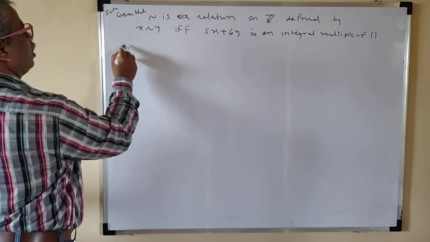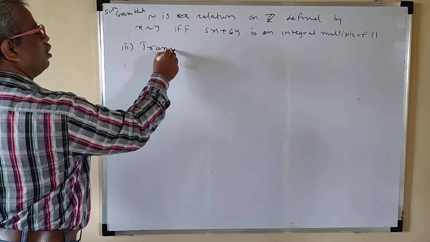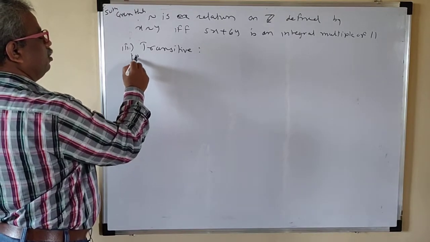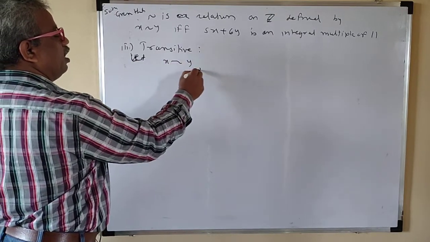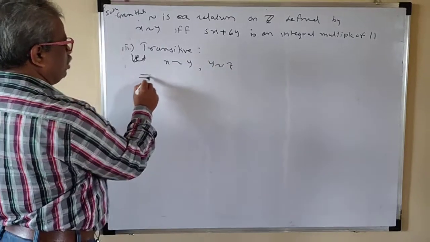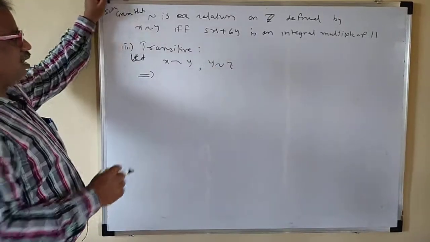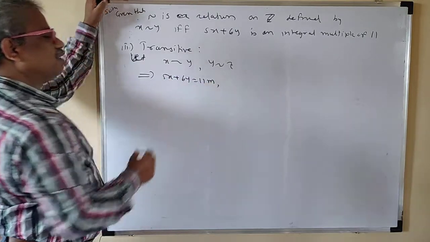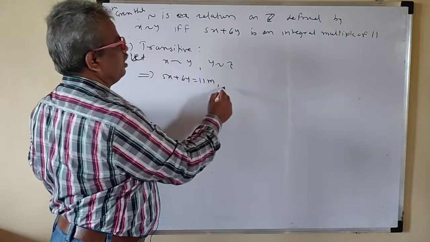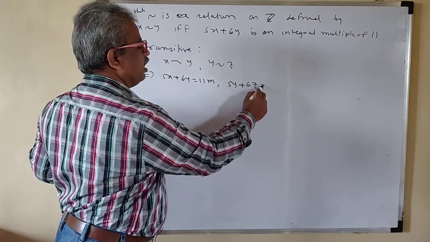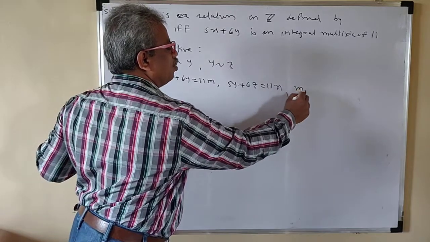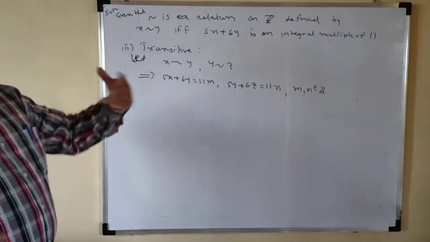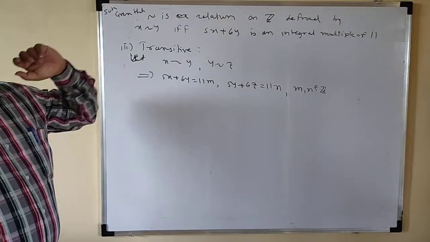Transitive, the third part. This is very important, and the example is also very interesting. Transitive. Okay, so let x be related to y and y be related to z. So this implies that 5x plus 6y is equal to 11 times m, and 5y plus 6z is equal to 11 times n. So m, n belong to Z. Your x, y, z are already integers, because we have defined the relation on Z.